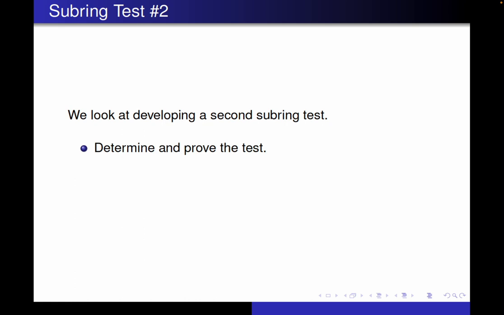Now that we've developed a subring test to see when subsets of rings are themselves rings, we're going to come up with another subring test that'll be a little bit easier to prove. So first we're going to determine and prove the test, and then we're going to apply it to an example to show how it's a little bit easier than the first version of our subring test.